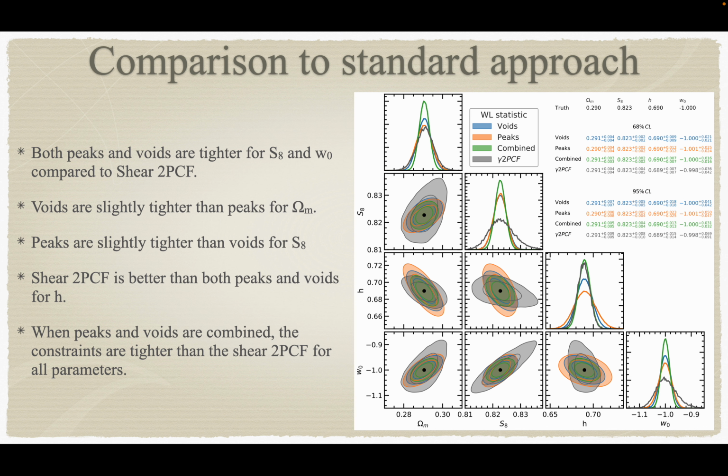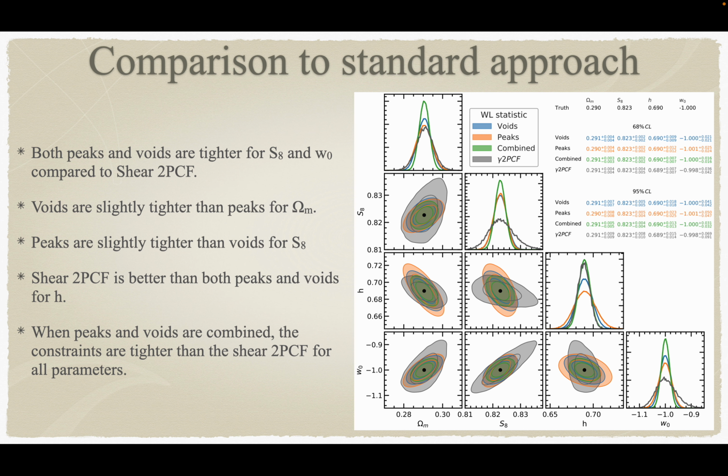Next, we make a comparison between the constraints from the void statistics and the peak statistics, where the void constraints include abundance plus lensing profiles for all catalogues, and the peak statistics include abundance plus clustering for all peak catalogues. And you can see here that both peaks and voids give tighter constraints on their own for S8 and W0 compared to the standard shear 2-point correlation function measurement, which is shown by the grey contour. We see that the voids give slightly tighter constraints for omega m than the peaks, and the peaks give slightly tighter constraints for S8 than the voids.